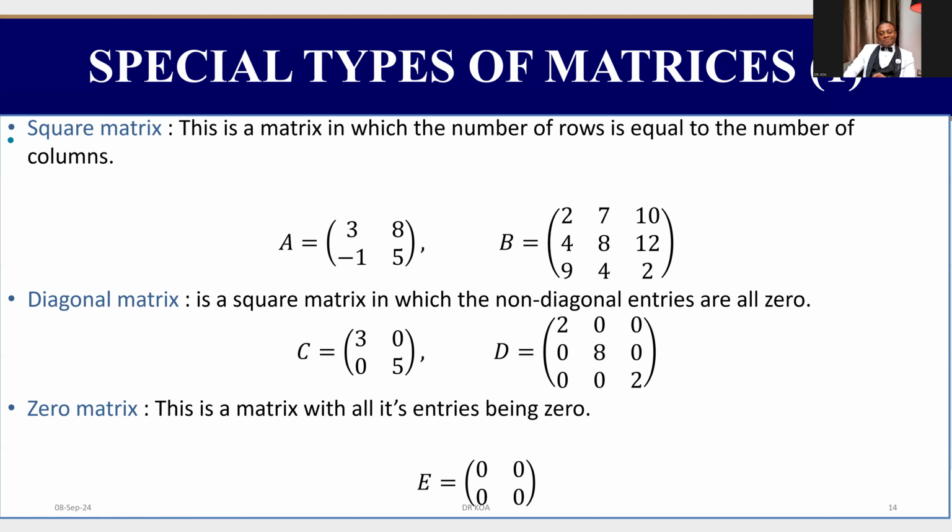An identity matrix is a matrix where all the diagonal elements are equal to one. For you to be an identity matrix, you've got to be a square matrix. For you to be an identity matrix, you've got to be a diagonal matrix. What then do you think is the difference between the diagonal matrix and an identity matrix? This is the diagonal matrix, the C and D. The identity matrix is G and H.